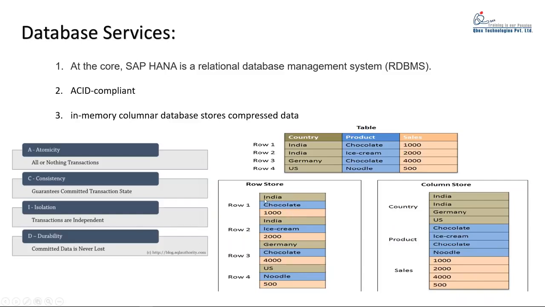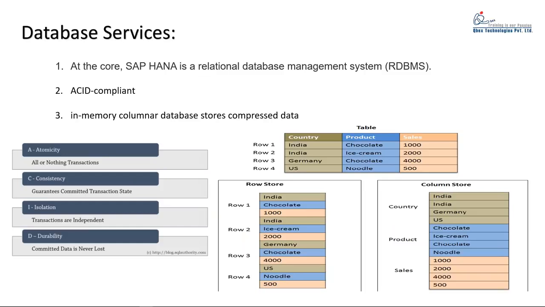India, chocolate, 1000 is stored at one memory location. India, ice cream, 2000 is stored in another memory location. Each row is stored in continuous memory locations like this. But with a column store table, each column is stored separately in one continuous memory location. It picks up all the values of country and stores them in one memory location, then all the values of the column product in one, and all the values of the column sales in one.